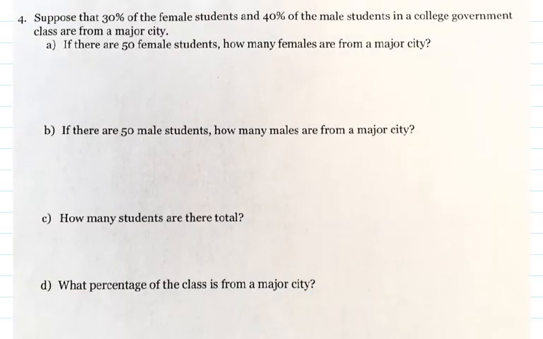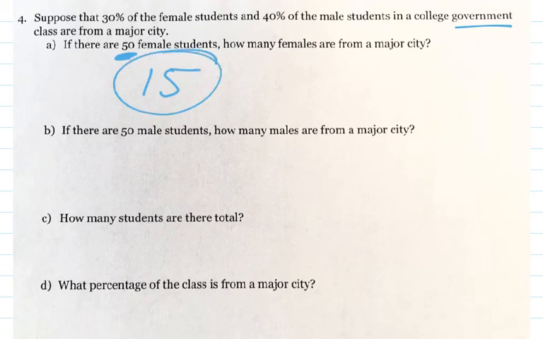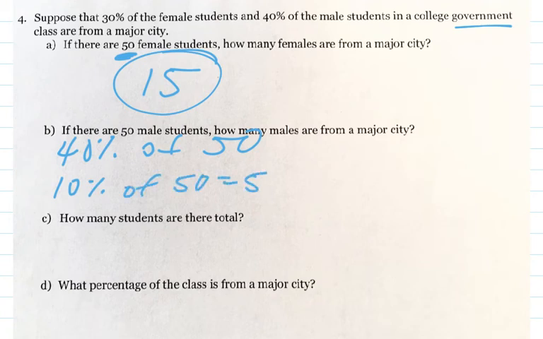Now we're going to look at the same example with different numbers. So now we're going to have 30% of the female students and 40% of the male students in a college government class are from a major city, but there are 50 female students, which we had before. We already found out that 30% of 50 was 15. That's the same, okay? And if there are 50 male students and we find 40% of 50, we can use our 10% rule, or there are other ways we could do it, but let's do the 10% rule. 10% of 50 is equal to 5. So therefore, this is 4 times bigger, so I need to multiply this by 4, so that's equal to 20.